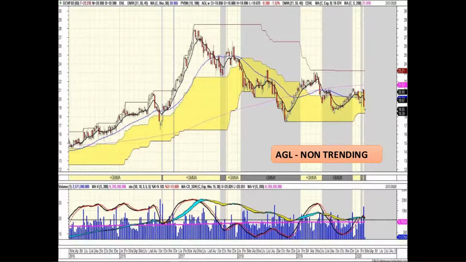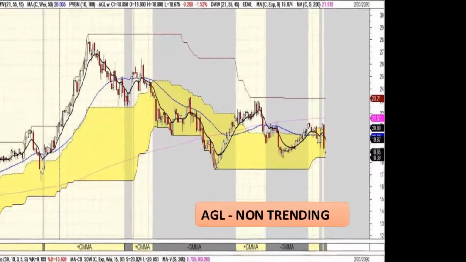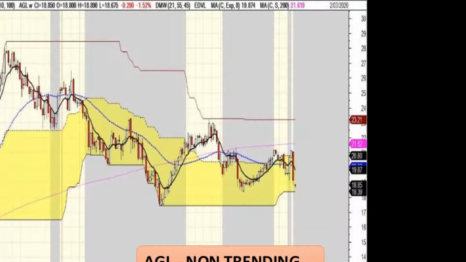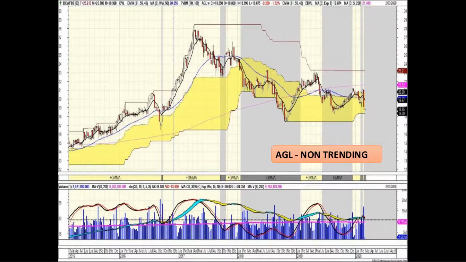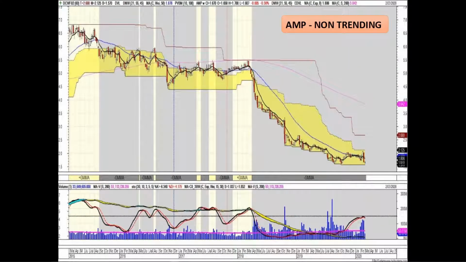This is AGL. To me, it's non-trending. It's just simply wandering around here, and I wouldn't be interested in that, because it hasn't really broken clear of the band out here. I wanted to see some movement upwards, and at the moment, that stock wouldn't appeal to me at all. But back in 2015, 2016, it had a good run. So if we go to the next chart, please.